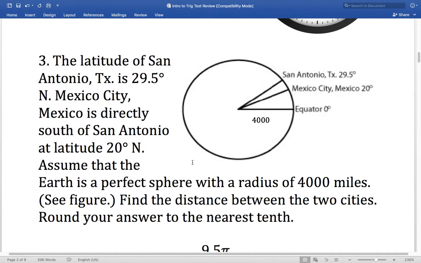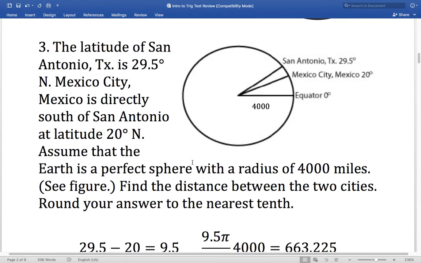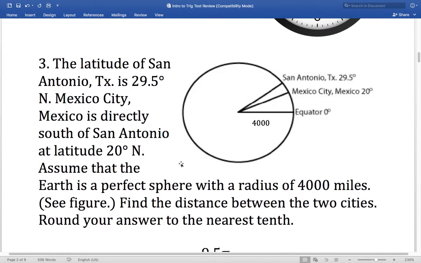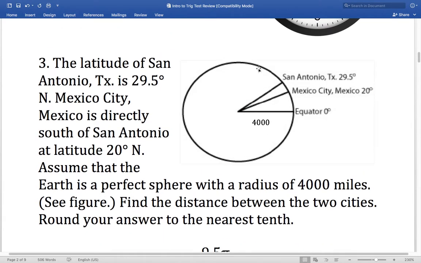Okay. Here's another problem that has to do with arc length. We have the city of San Antonio at 29.5 degrees from the equator. Mexico City in Mexico is 20 degrees from the equator. And our radius of the Earth is 4,000 miles. We want to find the distance between these two cities. So these two cities here, and that is again going to be arc length.